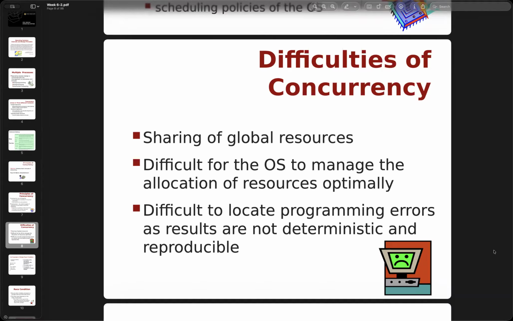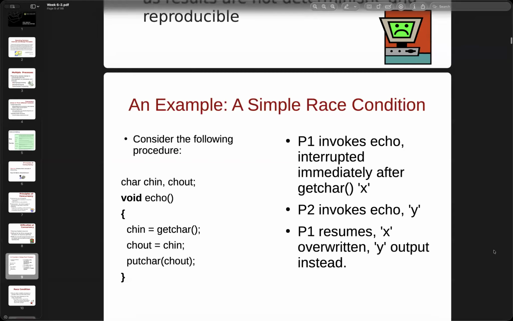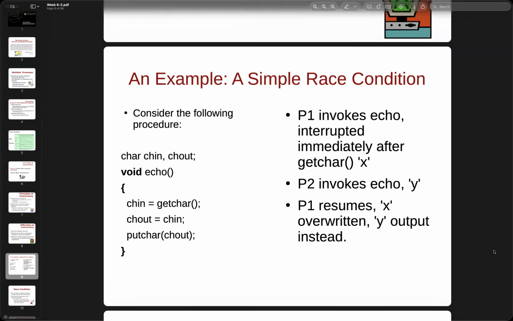When we talk about concurrency, let me give you an example, a simple race condition. Right here we have the procedure echo. It is a void function, we don't return anything. We get a char as input, and then put it as an output, printing the char.